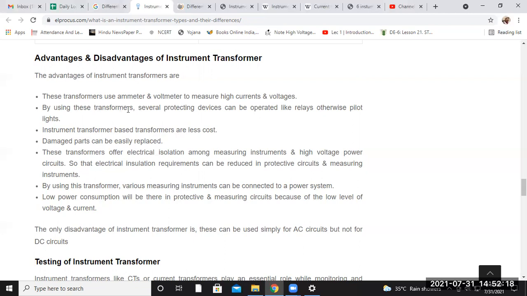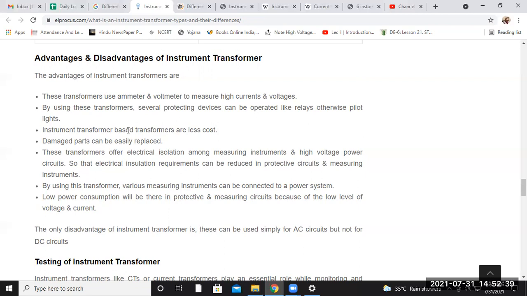Second point is that by using these transformers, several protecting devices can be operated, like relays, otherwise pilot lights. So by using this type of transformer, we can protect the relay from the higher value of the current.